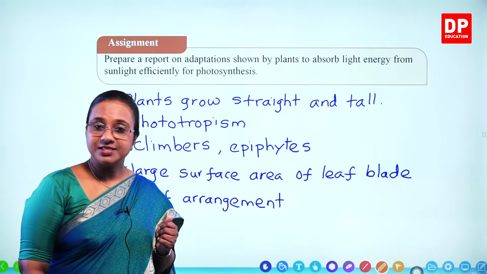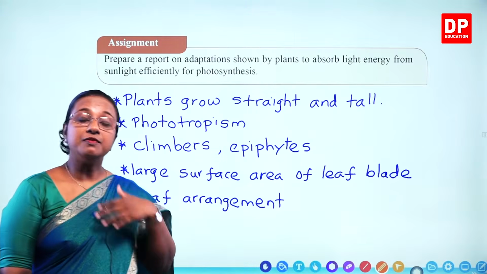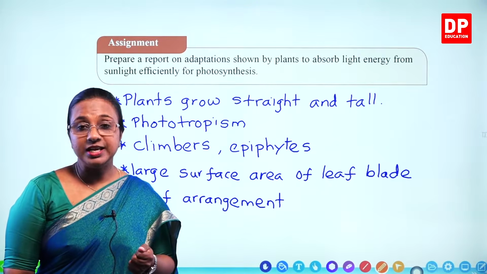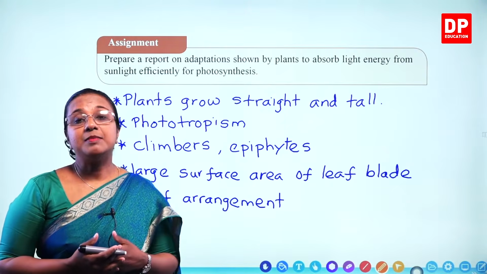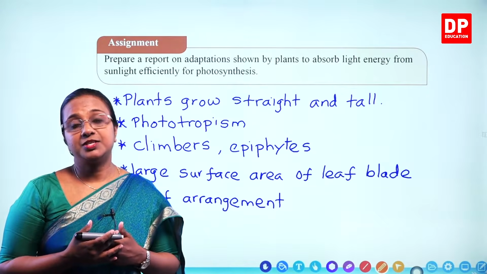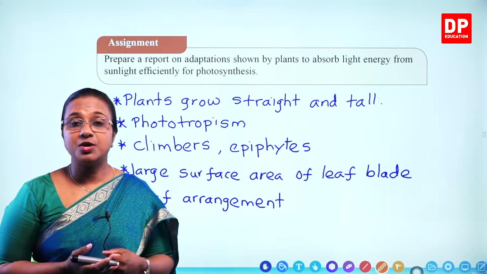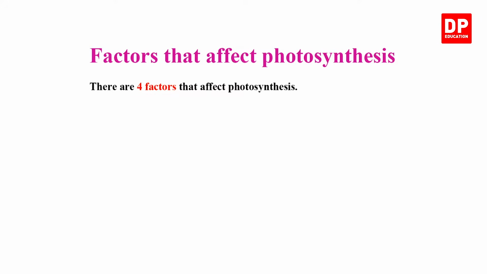So as you can see, students, there are many adaptations. If you go into more detail, or you can read a book, you can refer from reliable sources, you will see there are more adaptations shown by plants in order to absorb sunlight efficiently. With that, we will move on to the next part, factors that affect photosynthesis.